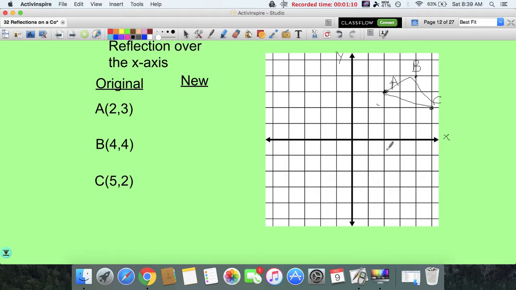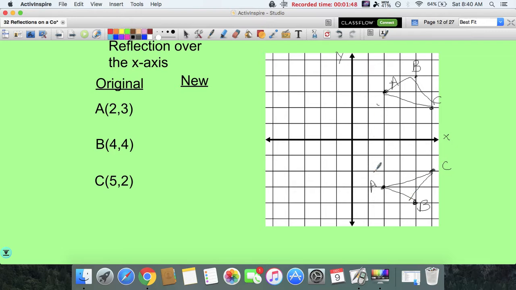So point A, and you can count 1, 2, 3. Point A would be 1, 2, 3. Here's where the location of point A would be on the other side of the x-axis if you think of it as a mirror. B, 4 and 4, so how far away is it from the x-axis? 1, 2, 3, 4. And B should also be 1, 2, 3, 4 steps away from the x-axis on the other side. Point C is the same thing, 2 units away, and point C would be here. So if you reflect the original triangle ABC over the x-axis, you will get this new triangle reflected just on the other side.